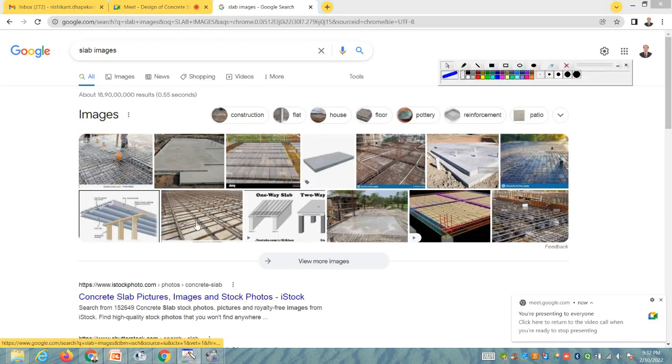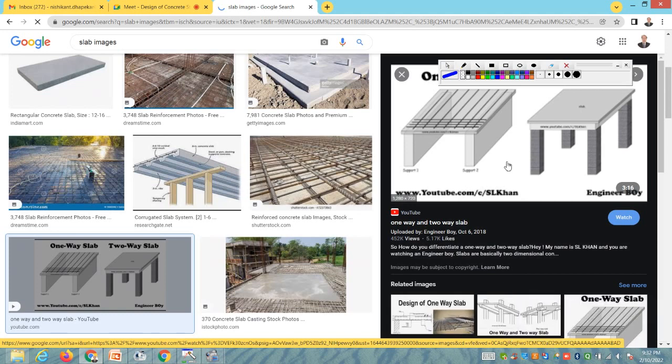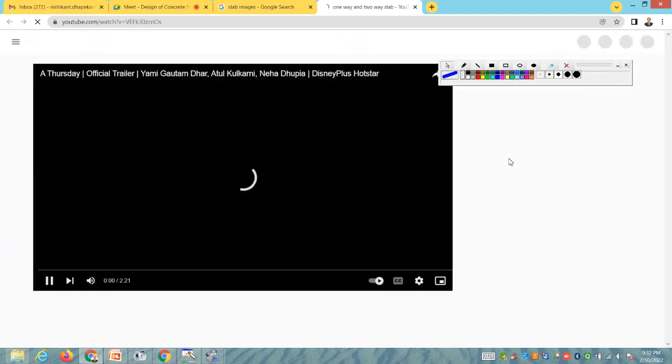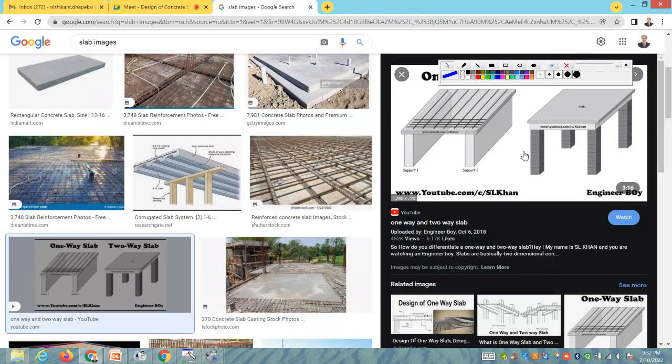Yes, sir. Okay, good. See this image. Slabs are shown here. See this image. So this is slab. See, this is your slab. This portion, it is slab.